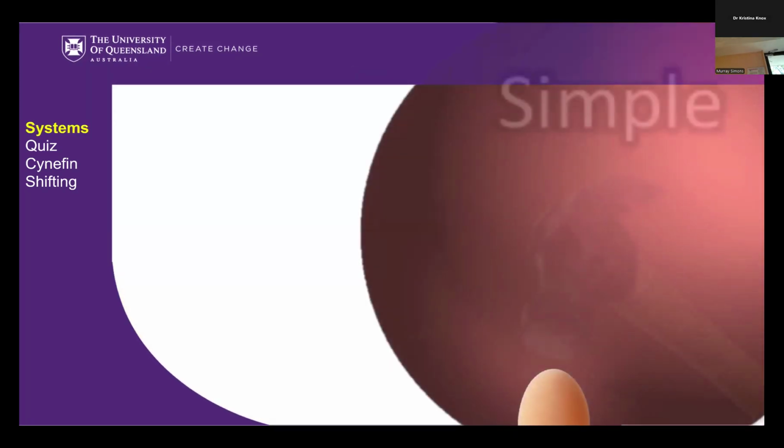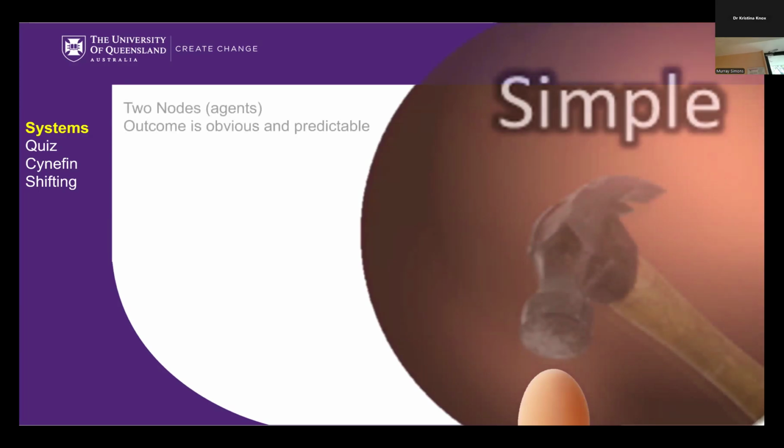All right, so first question is, what is simple? What does it mean to be simple? What is a simple system? You might need to be in a position where you can see what's going on here.